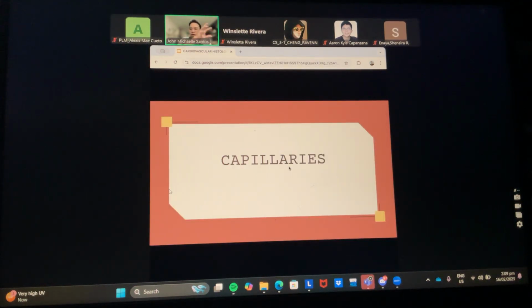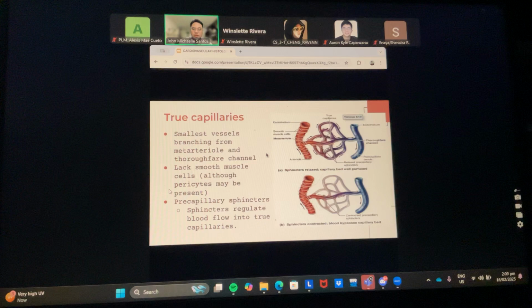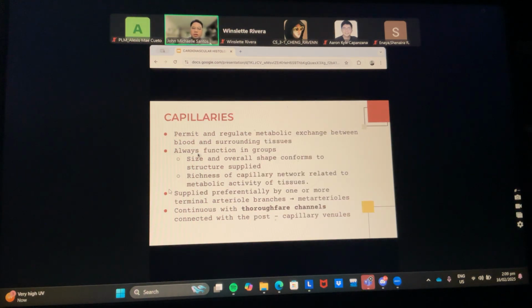Okay, so since from arterioles, now let's go to your capillaries. So your capillaries naman, they are the smallest blood vessels, okay? They permit and regulate metabolic exchange between surrounding tissues, and they always function in groups. Kaya nakikita nyo dito sa picture, ang capillaries ninyo, they always appear like this, okay? They always appear in groups. So their function, their size and overall shape conforms to the structure supplied.